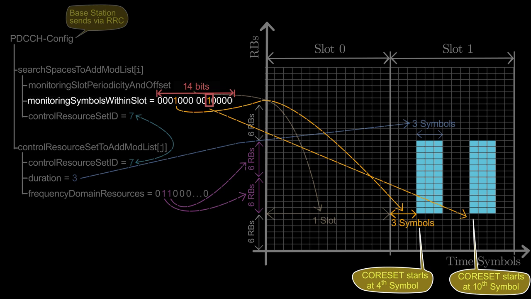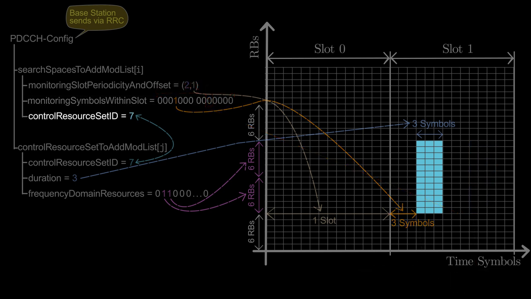The search space also contains a parameter called control resource set ID, which points to an element in control resource set to add mod list with the same ID. In this example, control resource set ID is 7, so UE looks into the object in the list with ID 7. The parameter duration indicates CORESET duration, which is 3 symbols in this example.